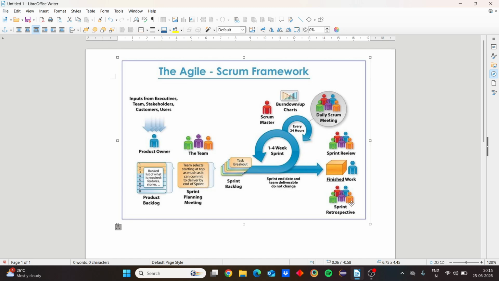So here in the sprint retrospective, we discuss what went well, what went wrong, and what can be improved in the next sprint. What we can improve for the next sprint. These three things are discussed in the sprint retrospective.